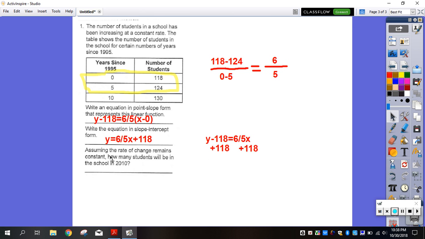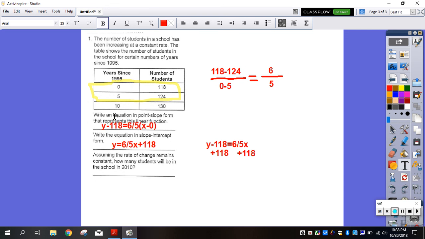Alright, last question. Assuming the rate of change remains constant, how many students will be in the school in 2010? Well, if you look, your x values weren't written as years. It's years since 1995. So if it's 0 years since 1995, this first row is 1995. And then I would add 5 to 1995 to get 2000. Add 10 to that and you get 2005. So if I'm following that pattern, it would be 15 years since 1995.